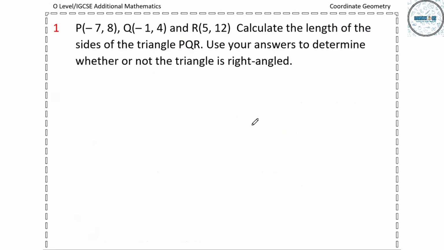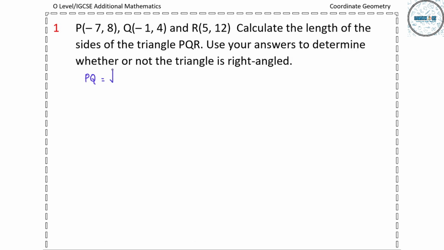Let's do some questions related to the length, midpoint, and gradient of the line segment. We have P (-7, 8), Q (-1, 4), and R (5, 12). Calculate the length of the sides of the triangle PQR. Use your answers to determine whether or not the triangle is right angled. So first of all, we will find out the lengths of PQ, QR, and PR, which are the sides of the triangle PQR.